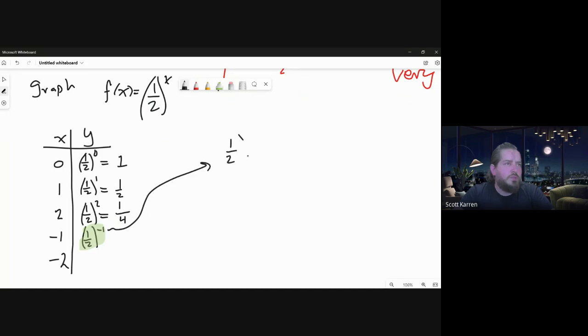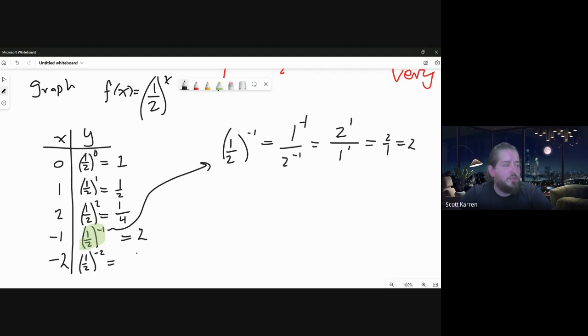Well, 1 over 2 to the -1 is 1 to the -1 over 2 to the -1. And anything with a negative exponent, you're just going to swap places. So 1 to the -1 in the numerator becomes 1 to the +1 in the denominator. And 2 to the -1 in the denominator comes upstairs as a 2 to the +1. But this is just 2 over 1, and that's just 2. Likewise, 1 over 2 to the -2, through the same process, I'm going to end up with 1 to the 2 in the denominator, and 2 to the 2, which is 4, in the numerator. And anything over 1, I don't really care about the 1.